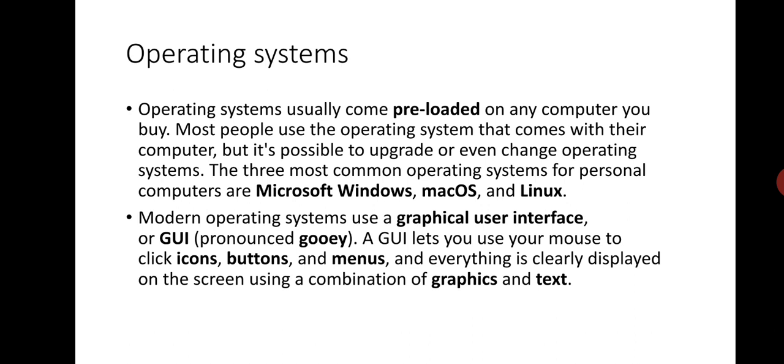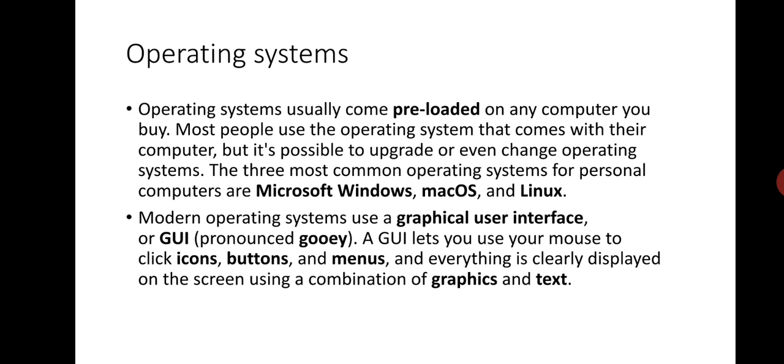Now operating system types. Operating systems usually come preloaded on any computer you buy. Most of the people use the operating system that comes with their computer, but it is possible to upgrade or even change the operating system. If you want to work with the Unix operating system, then you have to install that. If you want Mac OS, then you have to buy an iPad or Apple laptops, okay. And Microsoft Windows is inbuilt right now in all the computers, whichever version.